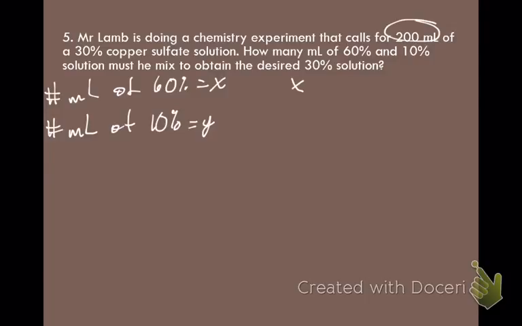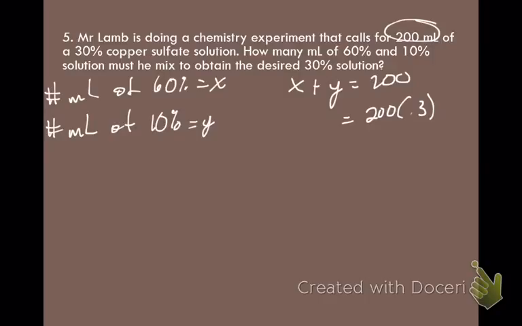So when I take the amount of each of the individual solutions and add them together, they're going to have to equal 200 milliliters. Okay? Now the second equation needs to be written in terms of how much copper sulfate is going to be in those solutions, right? Since we're trying to make 30% copper sulfate, then to find out how much copper sulfate is actually in the solution, I've got to take the 200 and multiply it by 0.3.